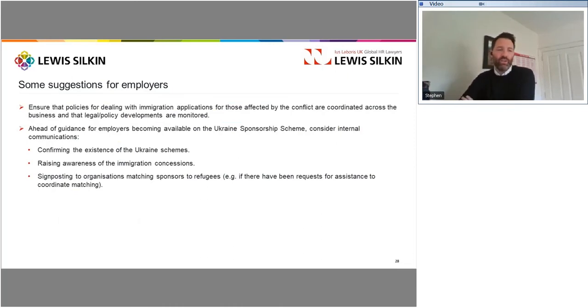we consider internal communications to your employees, just confirming the existence of the Ukraine schemes, raising awareness of the immigration concessions around applying for UK visas for Ukraine nationals, and then potentially just signposting to organisations matching sponsors to refugees if there have been any requests for assistance in coordinating this matching. And again, if you need any kind of wording or if you need to signpost anywhere, then we're obviously happy to help with that.